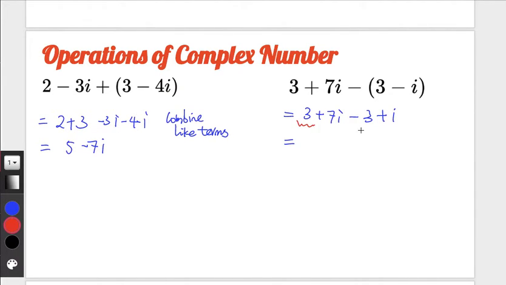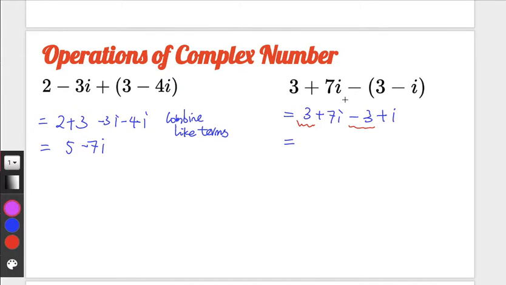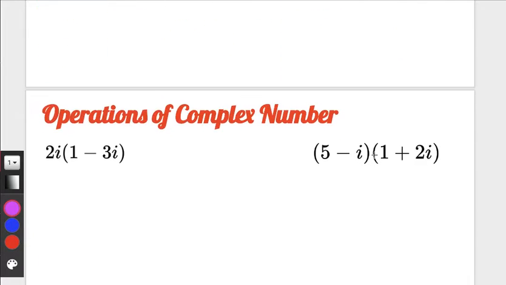For the real part, 3 minus 3 is 0, so it is gone. And for the imaginary part, 7i plus i, which is 8i. Then that's our final answer. The final answer is simplified as 8i. That's how we do adding or subtraction. Let's check the next one here.